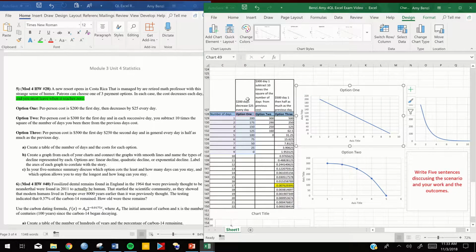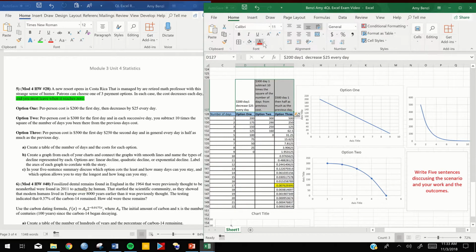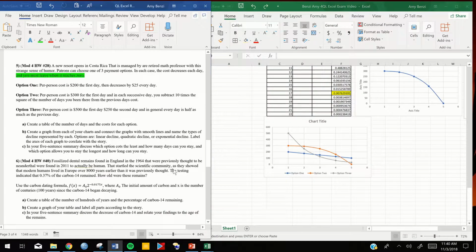Label everything according to your story. Give us some color, make stuff look nice, and show off a little bit. Take pride in your work. Write your 5 sentences. Everything you need to discuss is written over here. And I'll see you on number 6.